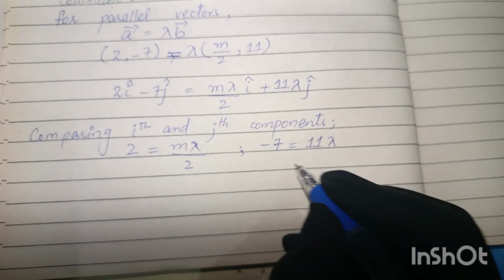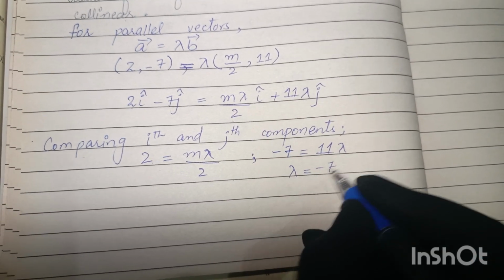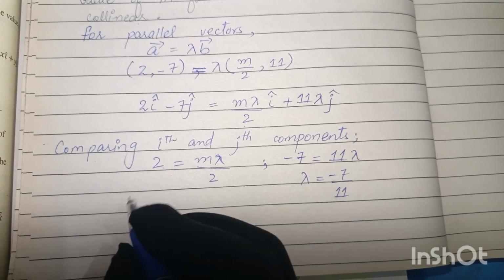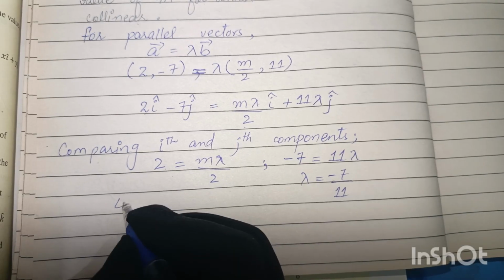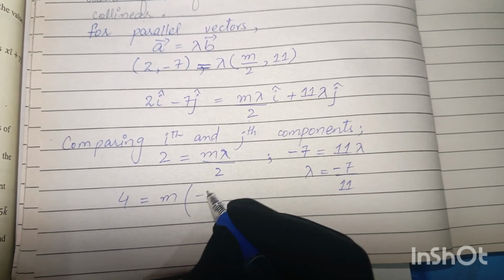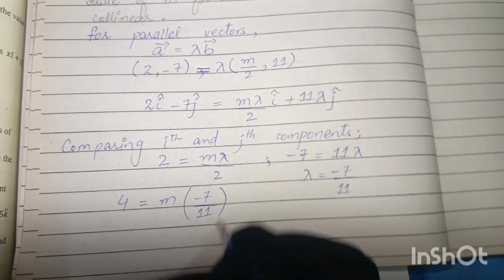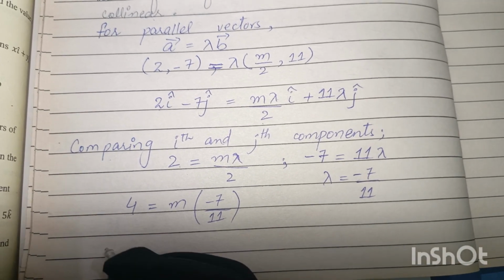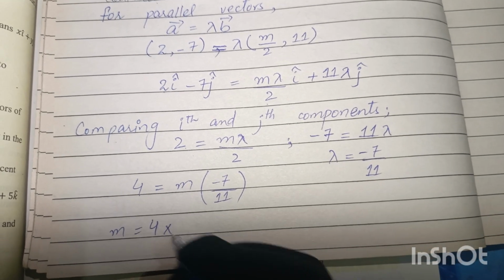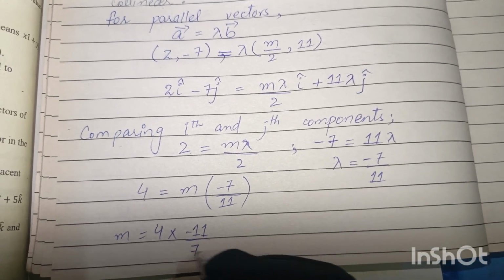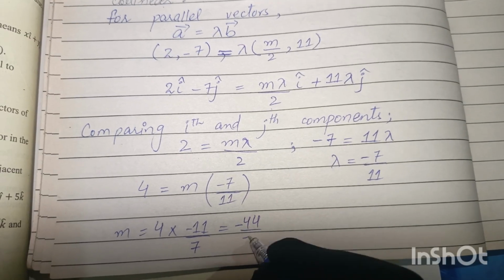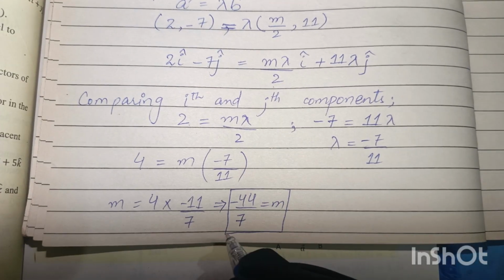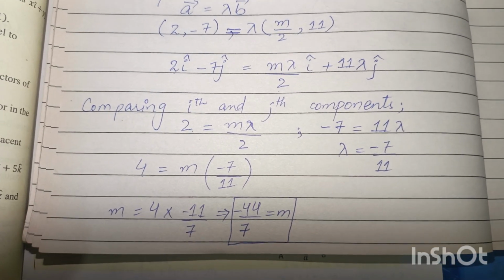Then this equation gave us lambda is equal to minus 7 by 11, which we put in this equation. So 2 2s are 4, which is equal to m times lambda, where lambda is equal to minus 7 by 11. After multiplying minus 11 by 7 on this side, we get 4 multiplied by minus 11 by 7 is equal to minus 44 by 7. So this is the value of m which is required in this part. So here is our final answer.